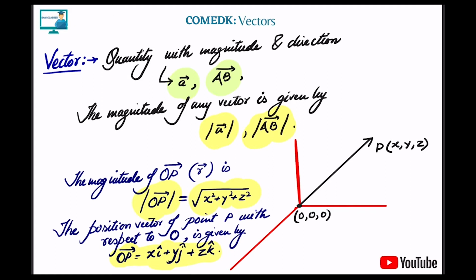Now, we denote the vector by a small letter with an arrow, or a big vector AB with an arrow. These are the two ways we denote it. Magnitude of any vector is given by just mod. Everybody knows all this stuff, but I'm still recapping it fast. The magnitude here, we have taken an OP vector. Let's say my R vector is xi cap plus yj cap plus zk cap. So the magnitude is nothing but root under of x square plus y square plus z square.